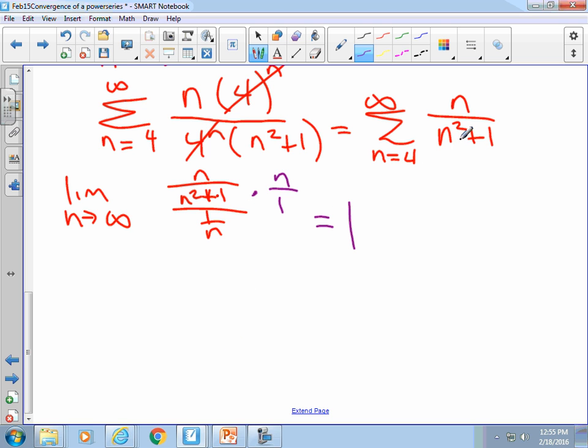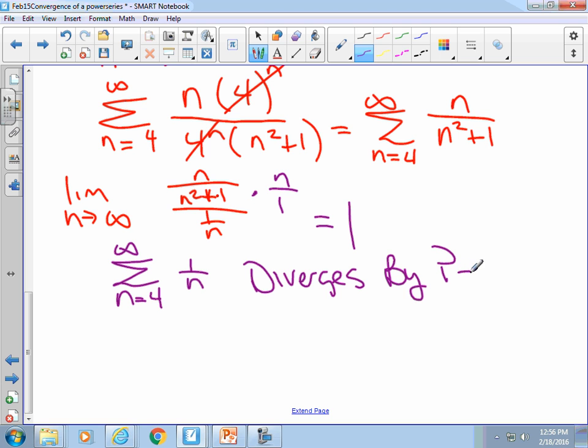So I know that these two sequences behave the same. This behaves the same as 1 over n from the limit comparison test. My question is 1 over n, what does it do? Right, and that diverges, right? Now, you don't actually have to say that, you can just know that it diverges, but that means this diverges by comparison. This one diverges by p-series. This one diverges by limit comparison. Therefore, at 4, the sequence diverges.